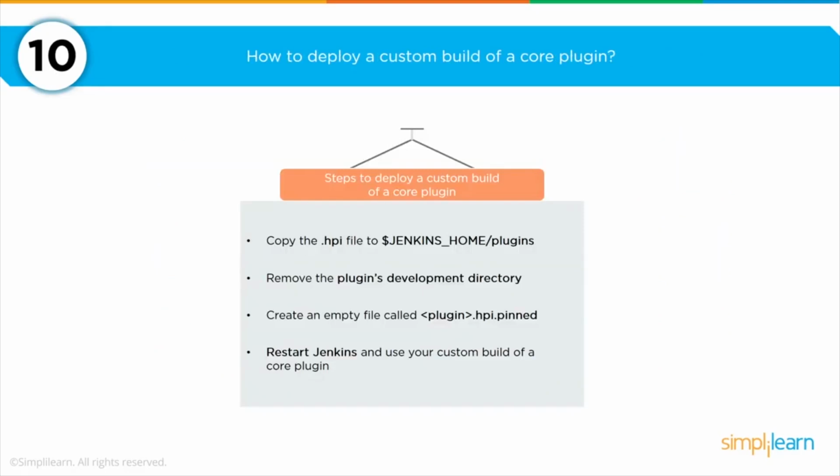You're going to be asked how to deploy a custom build of a core plugin within Jenkins. Essentially, the steps you want to go through are, first of all, copying the .hpi plugin file into the Jenkins Home Plugins subdirectory. You want to remove the plugin's development directory if there is one. You want to create an empty file called plugin.hpi.pinned. And once you've completed these 3 steps, restart Jenkins and your custom build plugin should be available.